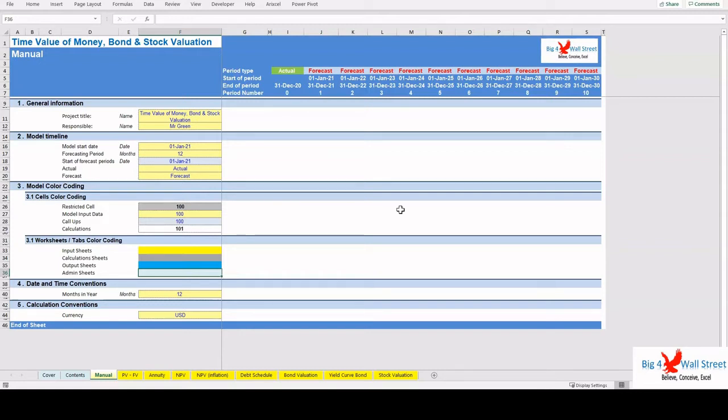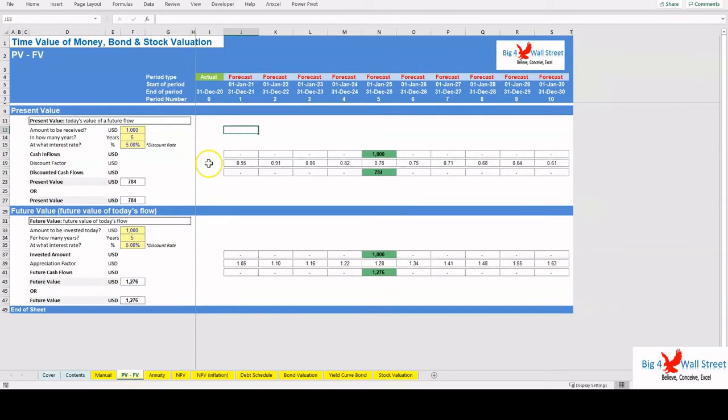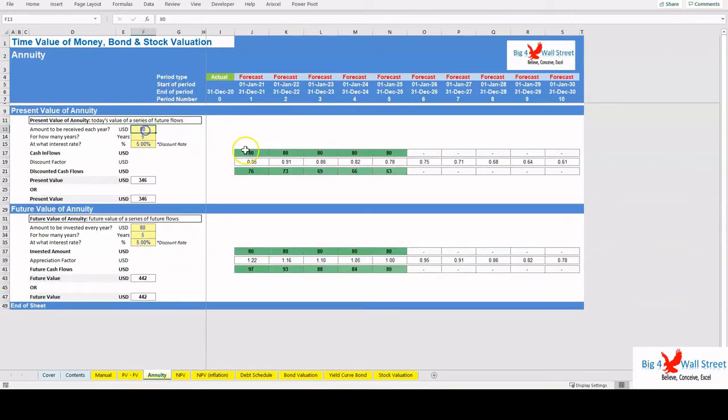In the present value tab, the user fills the amount to be received, in how many years, and at what interest rate, and the present value of that amount is calculated. For the future value, the user needs to fill the amount invested today, for how many years and at what interest rate, and the future value of that invested amount is calculated. In the Annuity tab, the same logic is used, but instead of calculating the present value or the future value of a single flow, the tool calculates the present value or the future value of a series of flows.